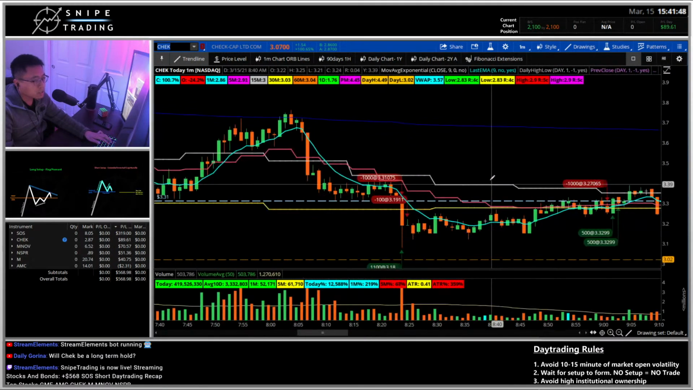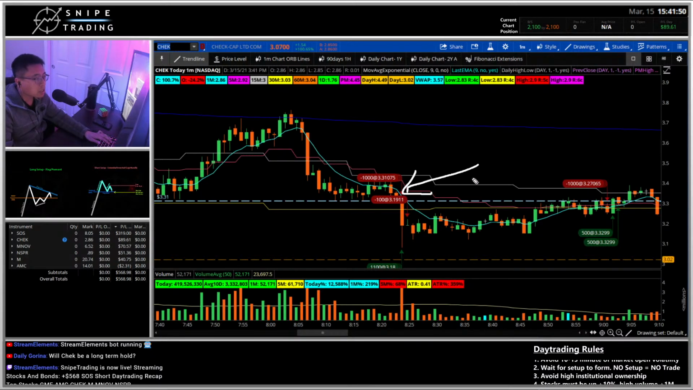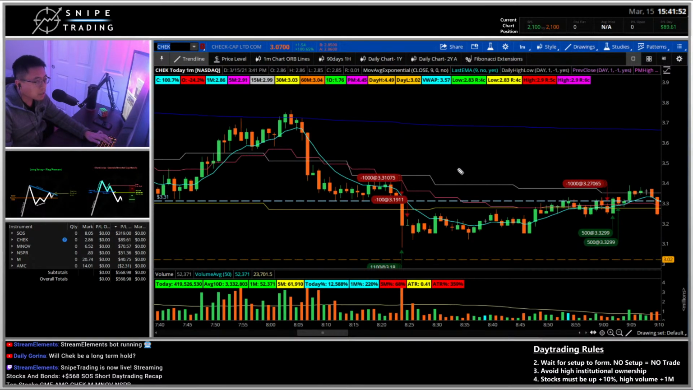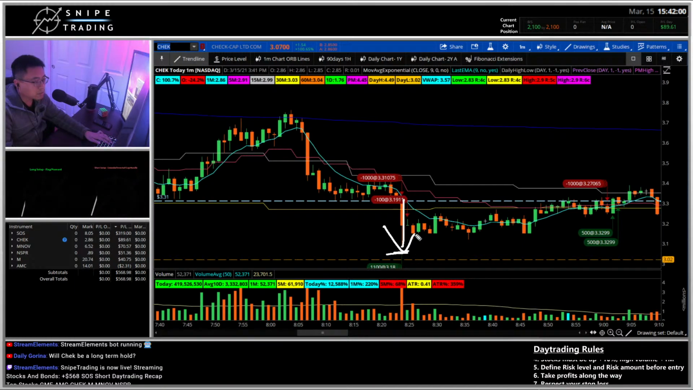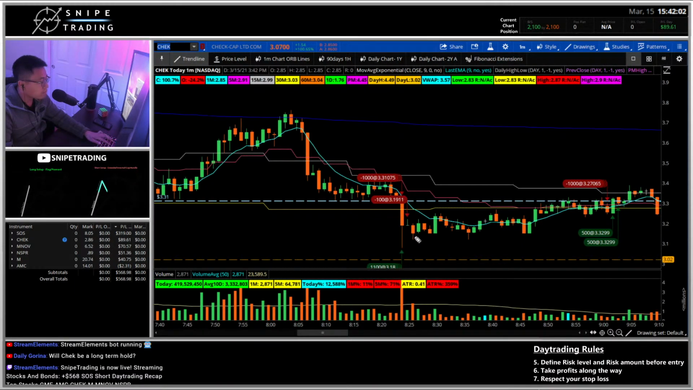I went ahead and started short here, and I got some fills at 331, right at that break, and then I covered at 318 for the majority because there was a pretty violent pullback there.